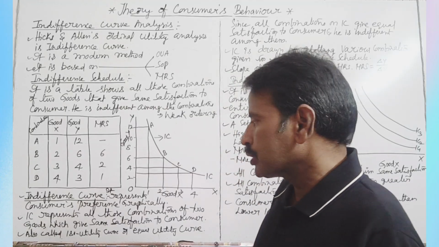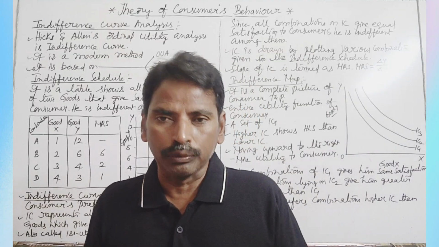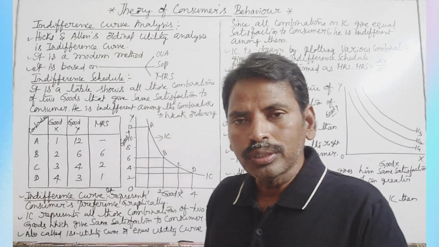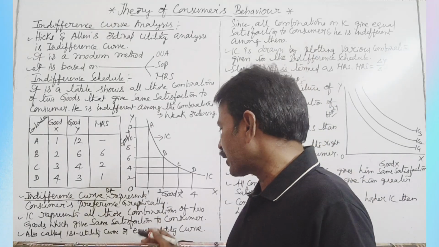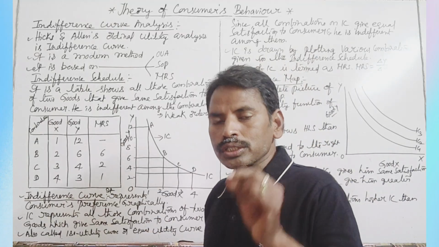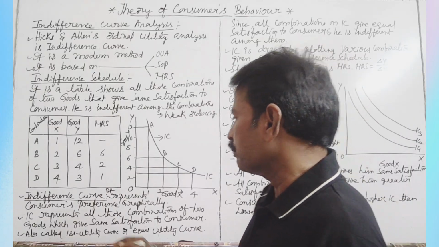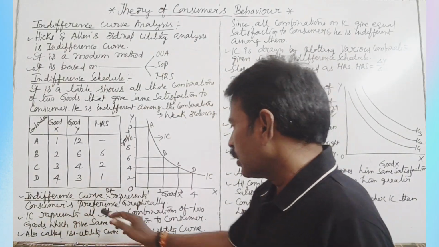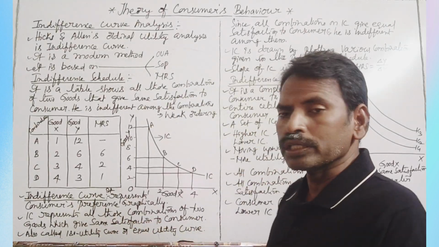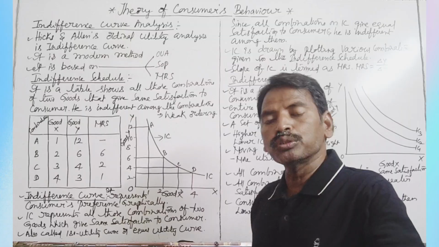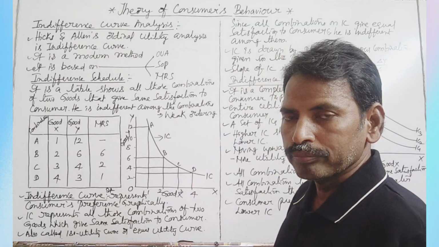Once again, an indifference curve represents all those combinations of two commodities which give the same level of satisfaction to the consumer. The consumer is indifferent among the combinations. This is called weak ordering. So IC represents all those combinations of two goods which give the same satisfaction to the consumer. That is called weak ordering.